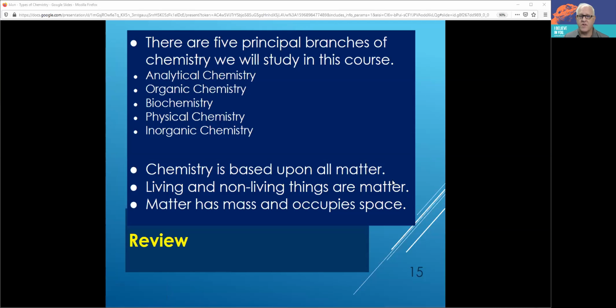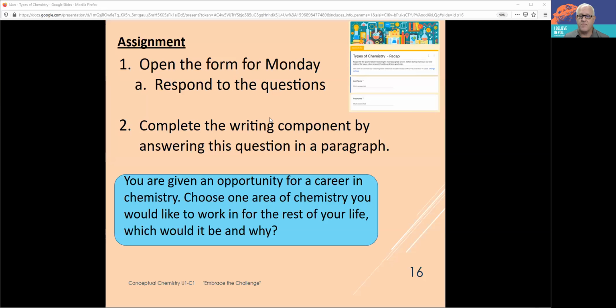And so let's do a review. There are 5 principal branches of chemistry we're going to study in this course: analytical chemistry, organic chemistry, biochemistry, physical chemistry, and inorganic chemistry. Chemistry is based upon all matter. Living and non-living things are matter, and matter has mass and occupies space. So that's our introduction to chemistry today.